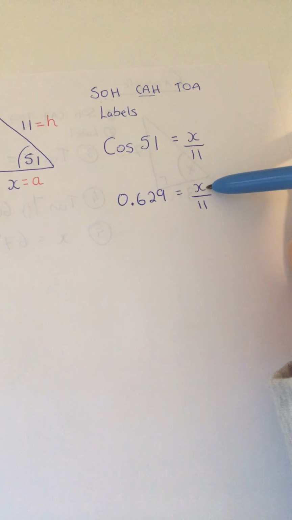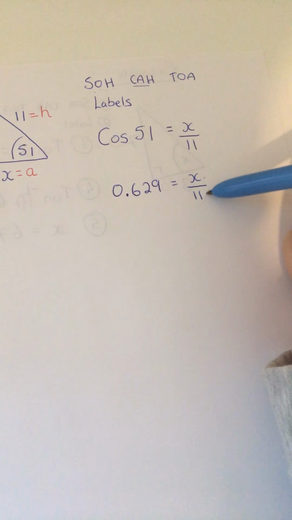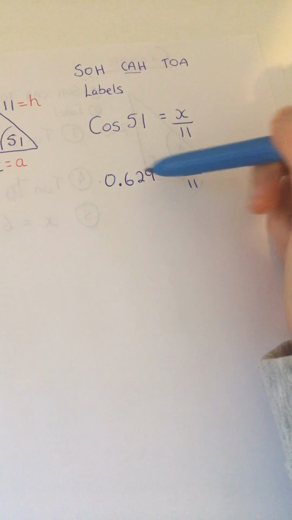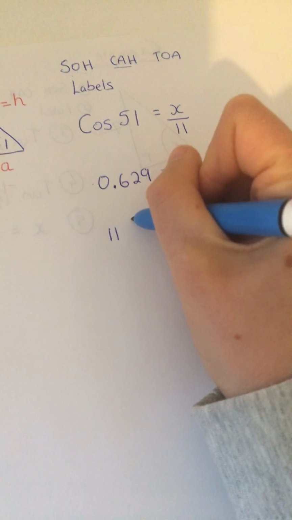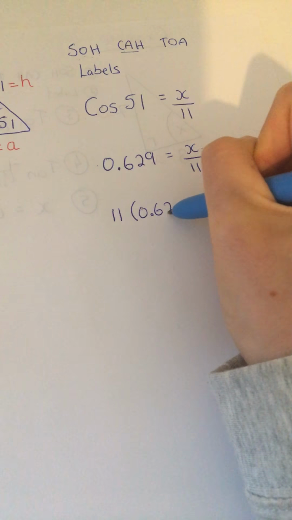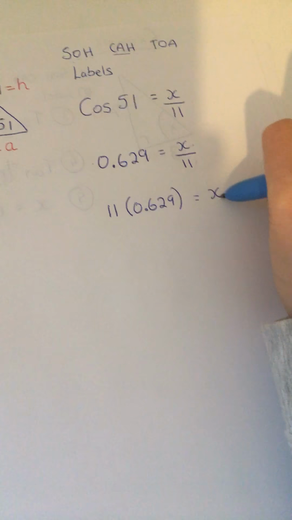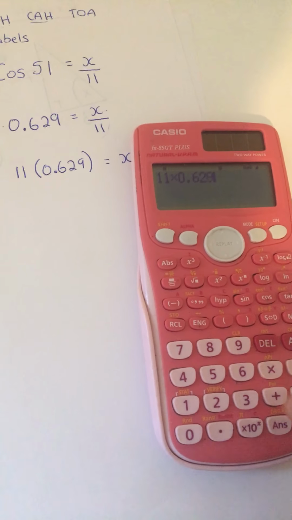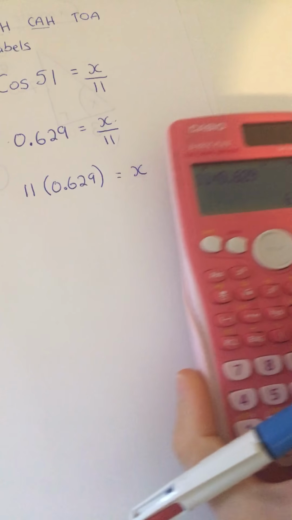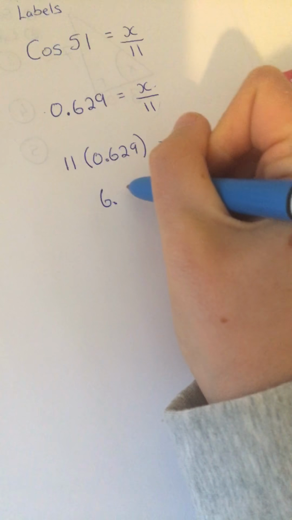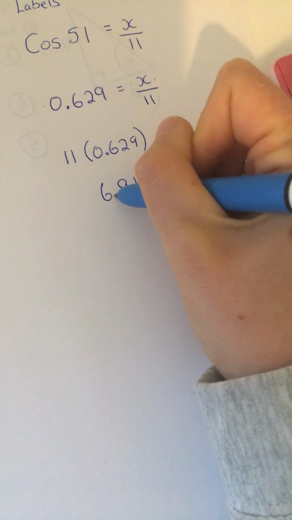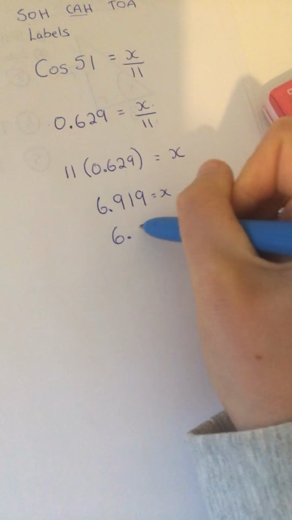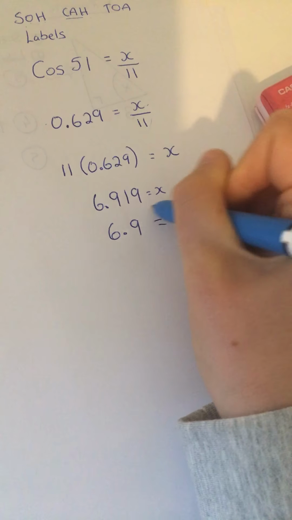We need to find x on its own. So that 11 is bothering us here, we need to move it. So when we bring it over, it multiplies. When you bring it across the equal to sign, it's going to multiply. So brackets mean multiply. And into your calculators, 11 multiplied by 0.629 equals 6.919. And say I want it to 1 decimal place, that is 6.9 equals x.